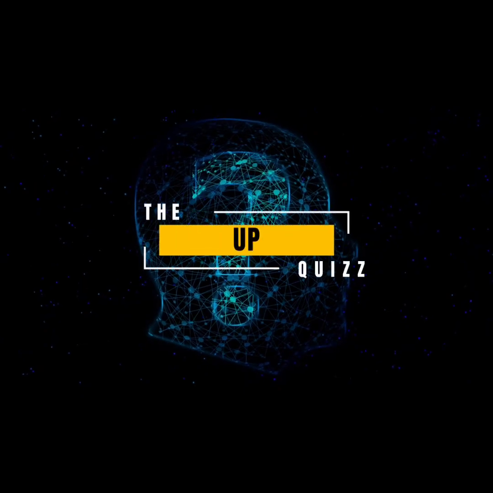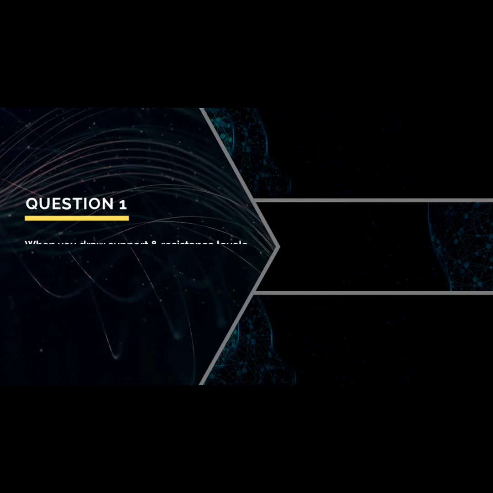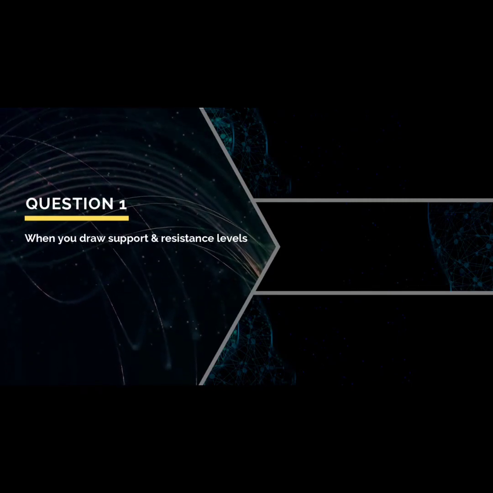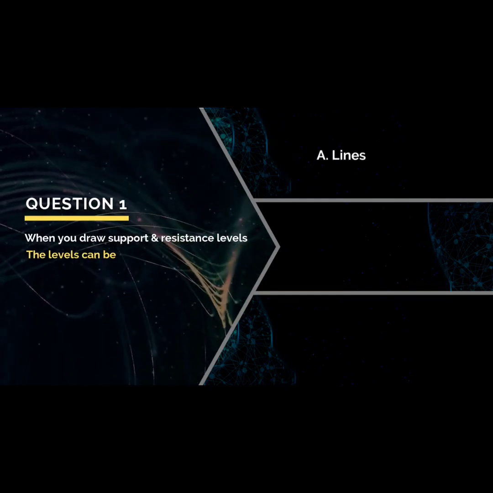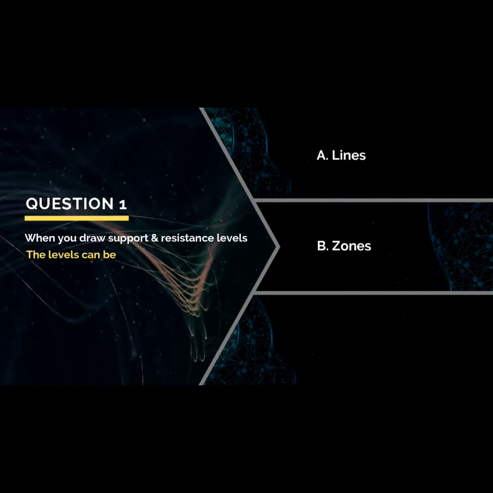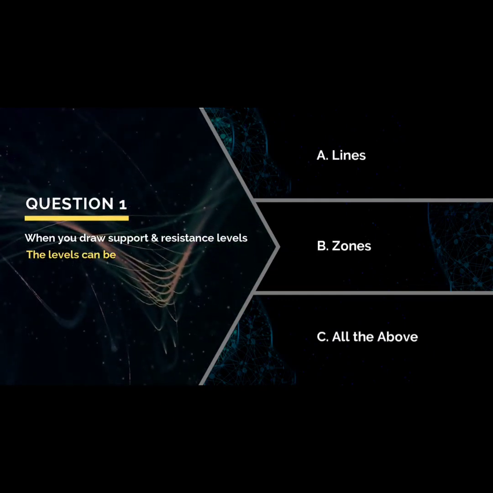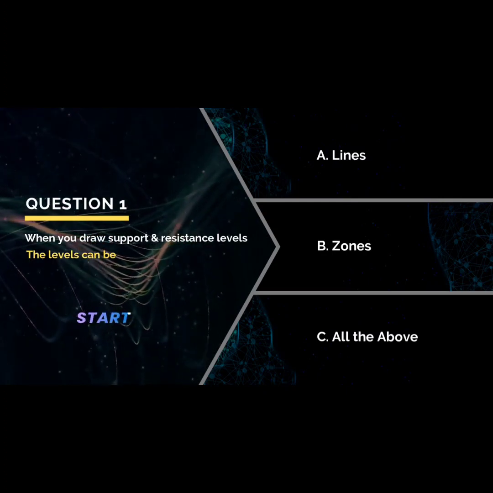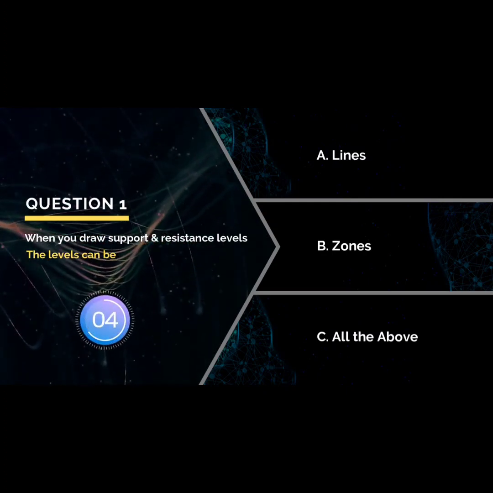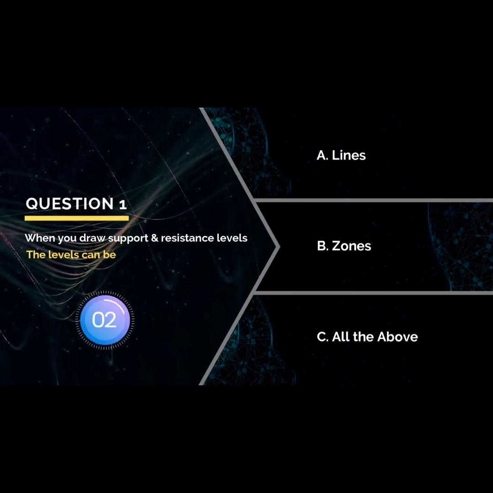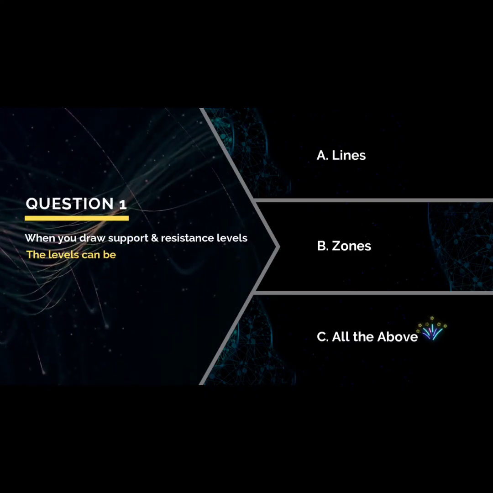Now, let's test our knowledge with the quiz. Only 3 questions, guys. Let's go. When you draw support and resistance levels, the levels can be A. Lines, B. Zones, or C. All the above. If you answered C, well done.